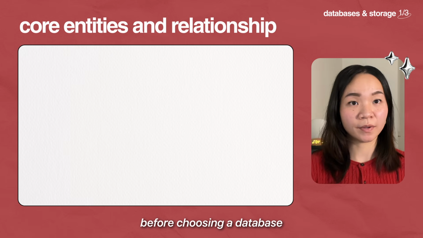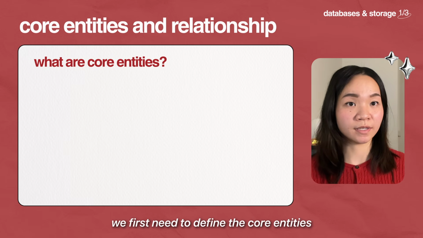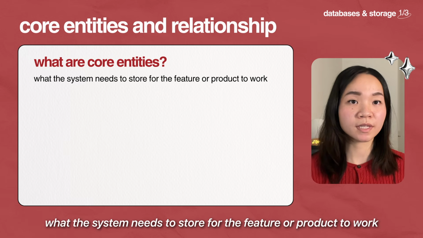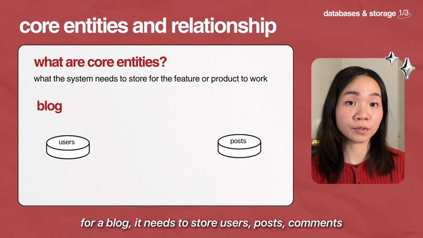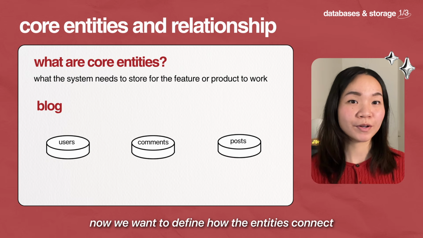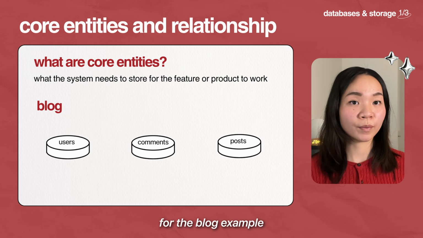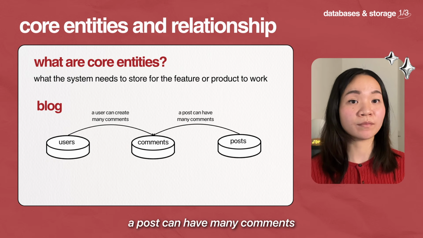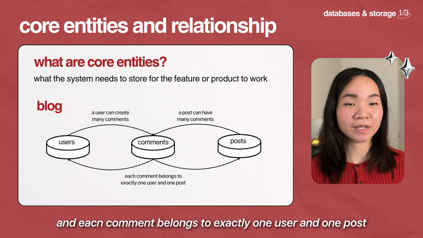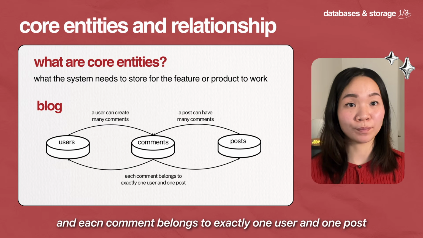Before choosing a database, we first need to define the core entities. In other words, what the system needs to store for the feature or product to work. For a blog, it needs to store users, posts, and comments. Now we want to define how the entities connect and what their relationships are. For the blog example, a user can create many comments, a post can have many comments, and each comment belongs to exactly one user and one post.